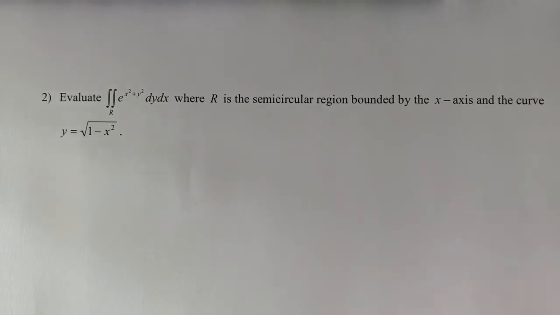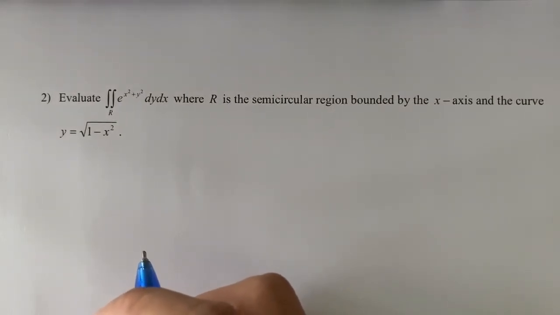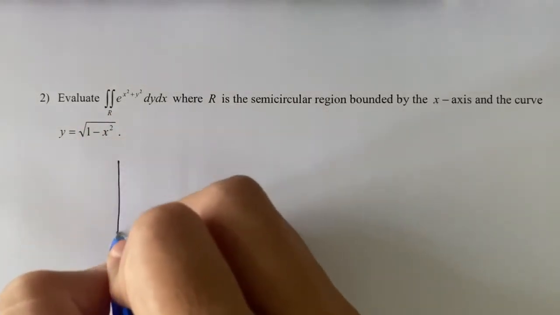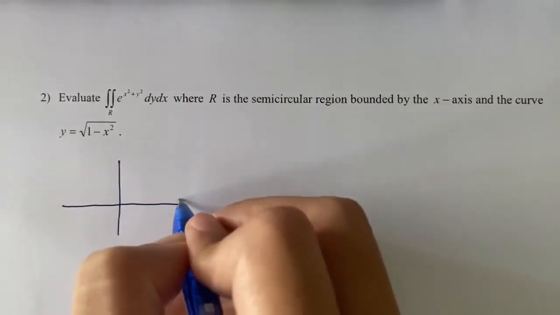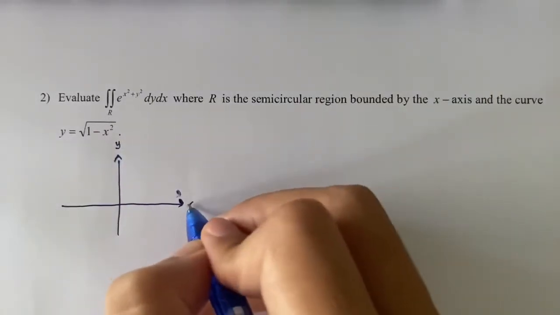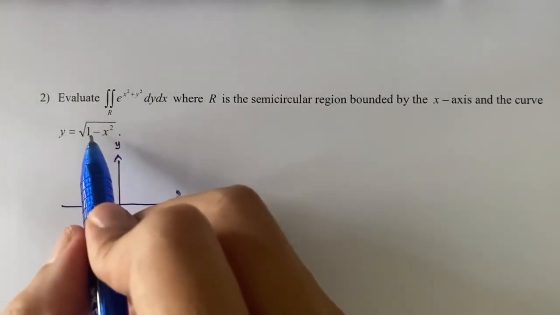Evaluate the double integral of e to the x squared plus y squared dy dx, where R is the semicircular region bounded by the x-axis and the curve y equals the square root of 1 minus x squared. So first, sketch the graph. Sketch the region. We have y and x. Okay. And then you have y equal to the square root of 1 minus x squared.